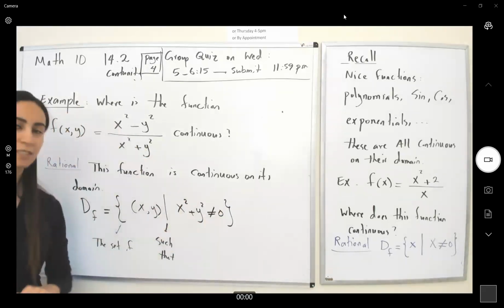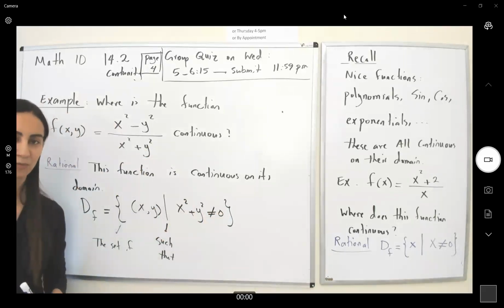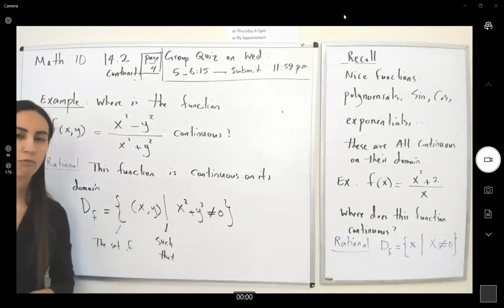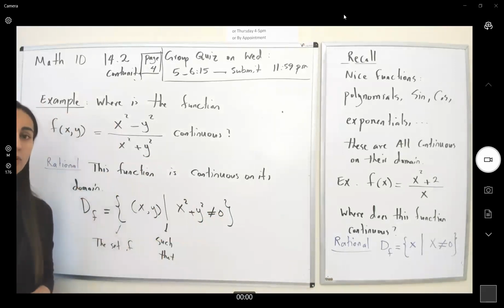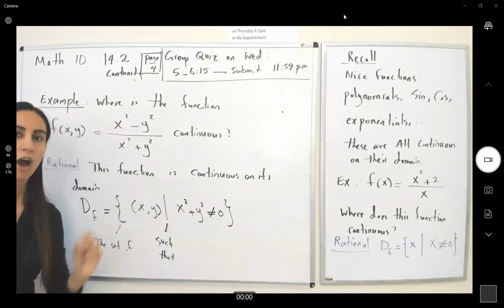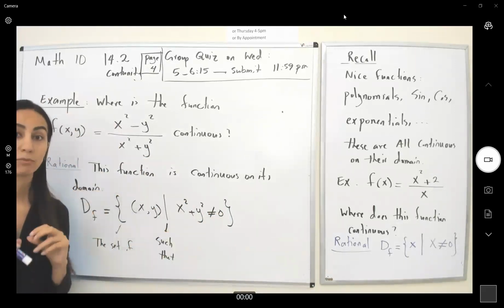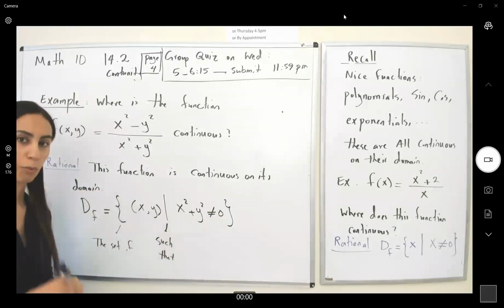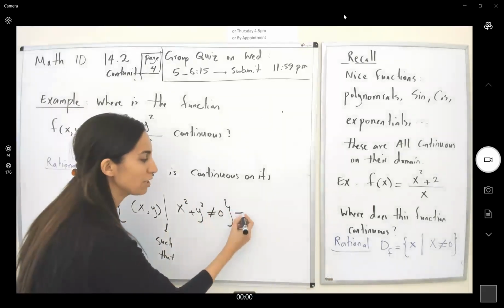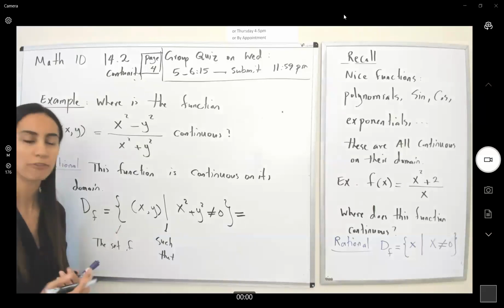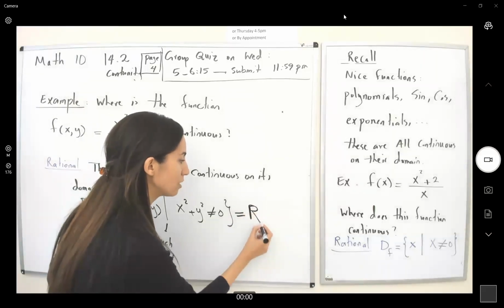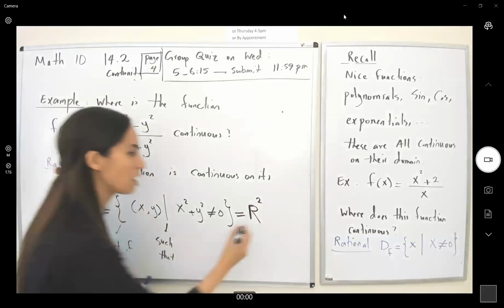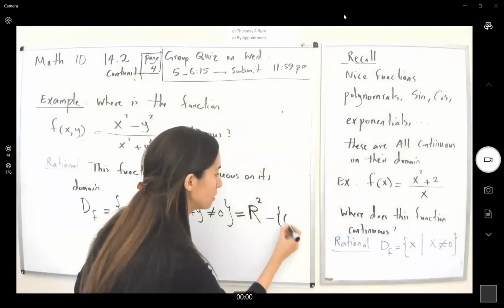What point makes this guy 0? X squared plus y squared is a positive expression. It is 0 if and only if x and y are 0 at the same time. So the domain of this function, if you want to rewrite this using different symbols or notations, is going to be R squared, R plus R minus the origin.